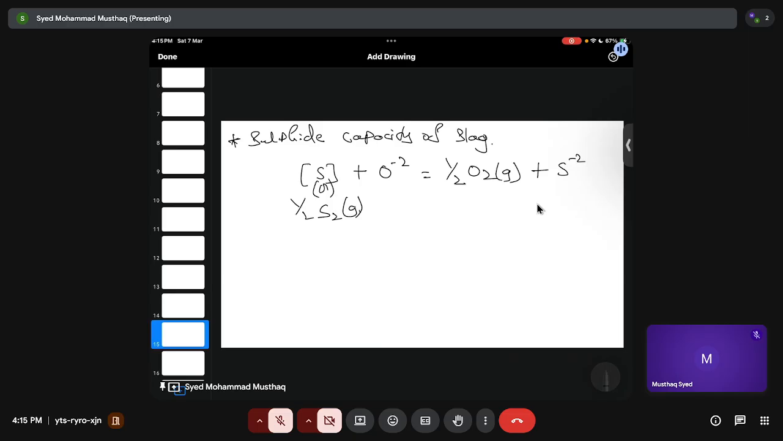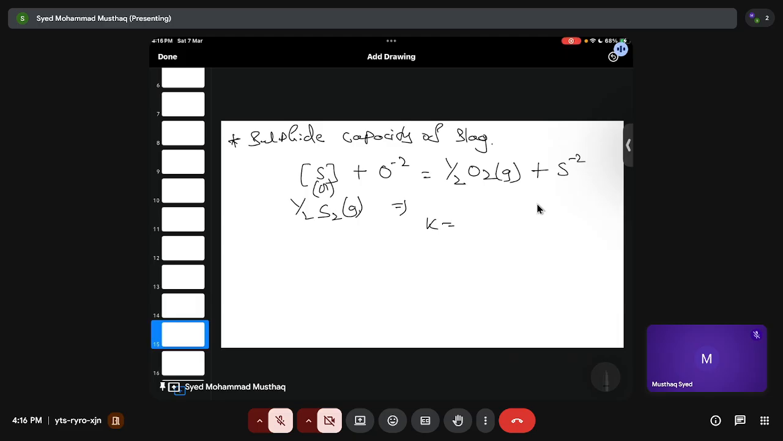So sulfur is only soluble in silicate melts as sulfide. Sulfur is not soluble at all in anything, because it is not ionic. It cannot dissociate into ions, so you cannot expect it to get dissolved in your ionic compounds. Sulfide is dissolvable, so that's why you write the equation like this.